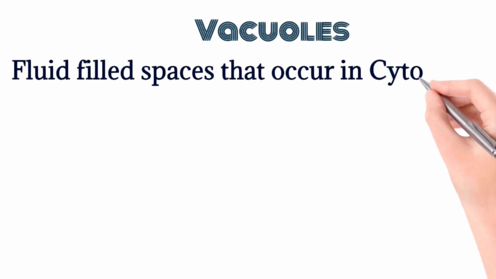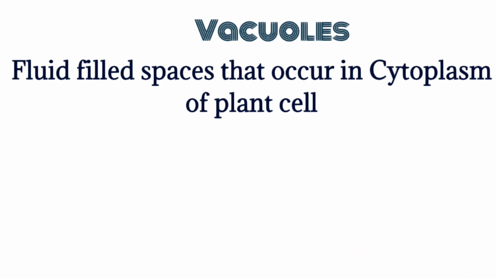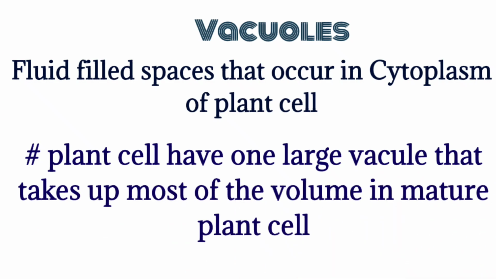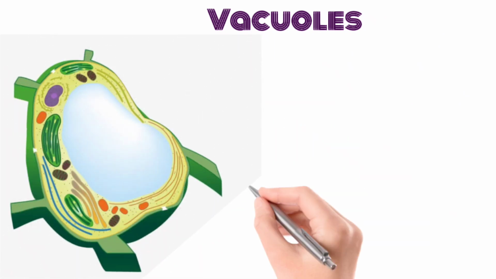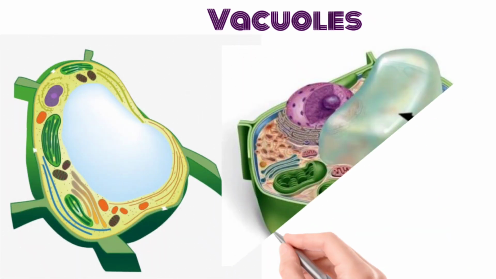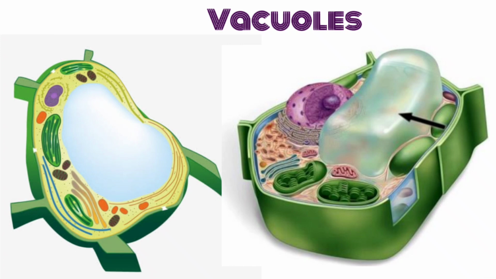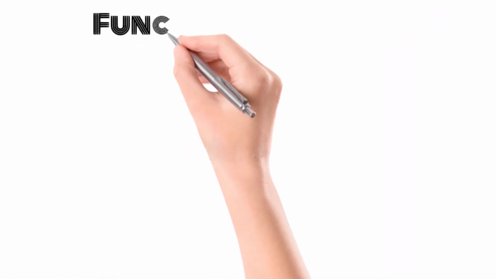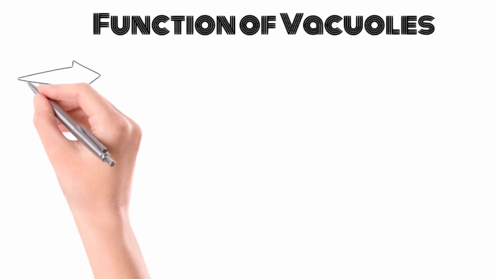Another cytoplasmic organelle that is called vacuole is a fluid-filled space that occurs in the cytoplasm of the plant cell. Plant cell has one large vacuole that takes up most of the volume in mature plant cell. We are discussing vacuoles. Now you are watching on your screen. In cytoplasm, a large area is covered by vacuole. This is the vacuole. Now I am going to tell you functions of the vacuole.